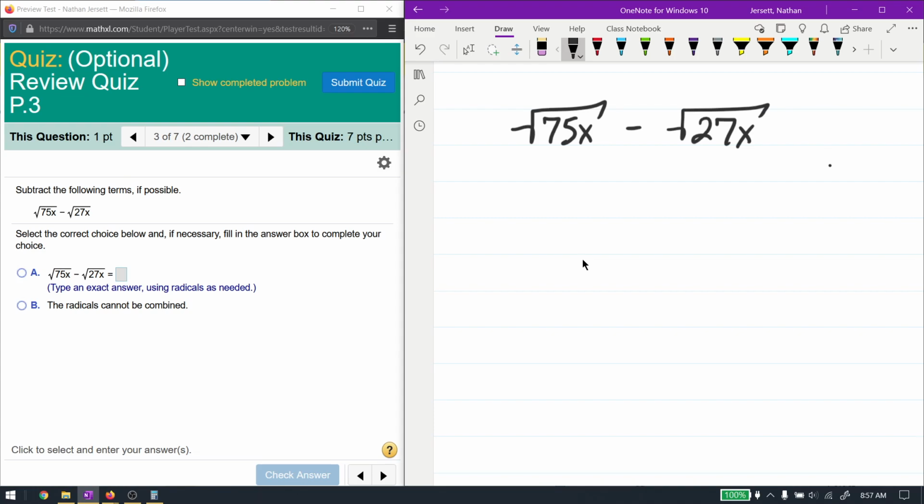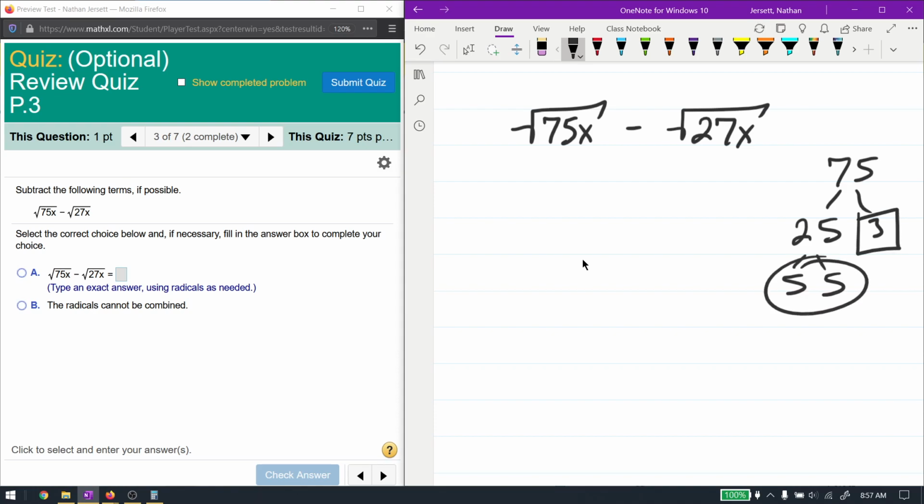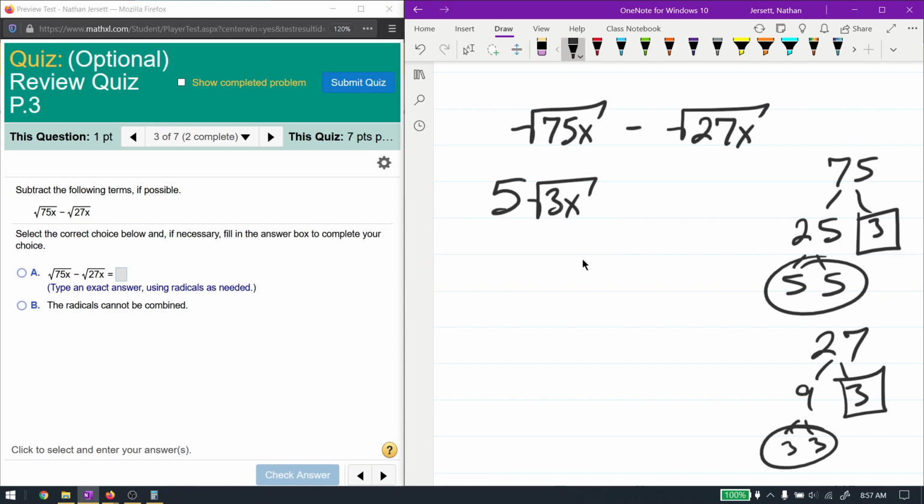So 75 is 25 times 3, and 25 is 5 times 5. We have a pair of 5s and a solitary 3. The 3 stays on the inside, and a 5 comes on the outside. Okay, 27 is 9 times 3, and 9 is 3 times 3. We have a pair of 3s and a solitary 3. So a 3 comes on the outside, and a 3 stays on the inside. Of course, the x is the same in both of them. There's only a single x in there, so there's really nothing we can do with that.